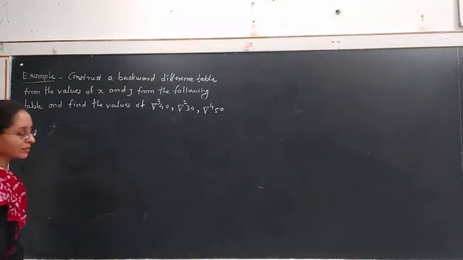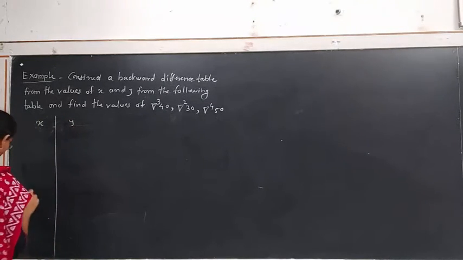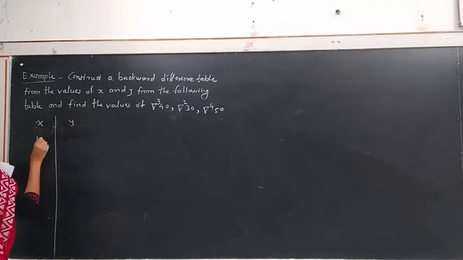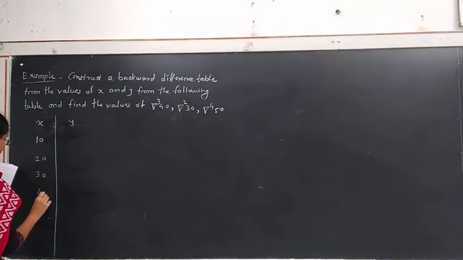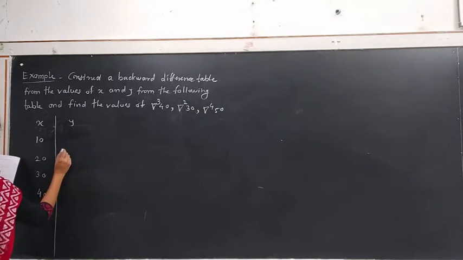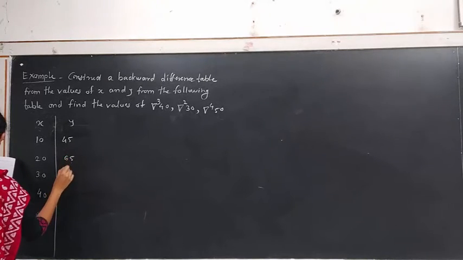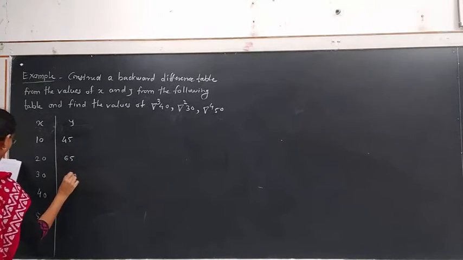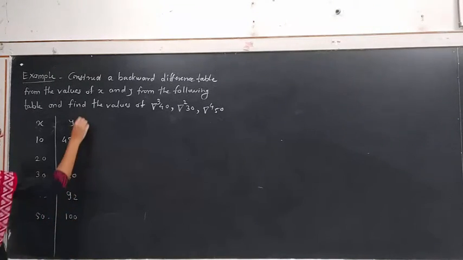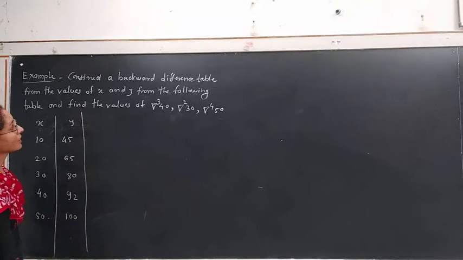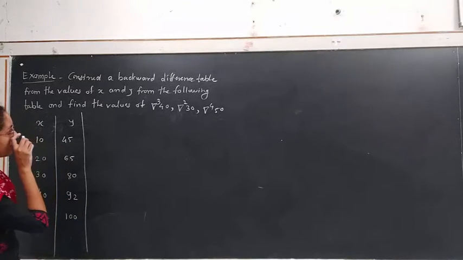I will write those values in a column. Given values of x are 10, 20, 30, 40, 50. Corresponding values of y are 45, 65, 80, 92, 100. These are the values of x and y. What is the question? Construct a backward difference table from the values of x and y.